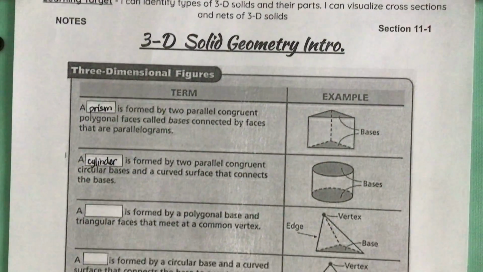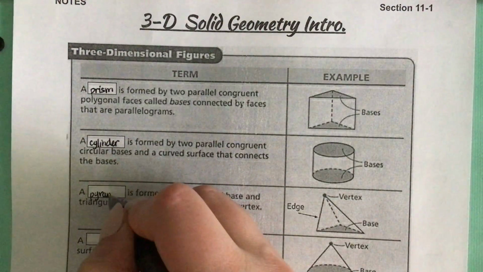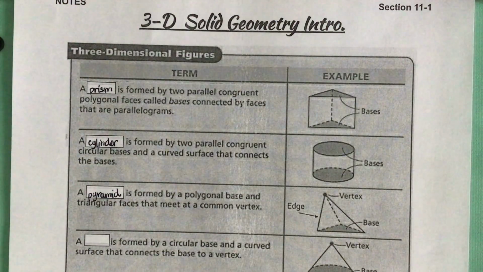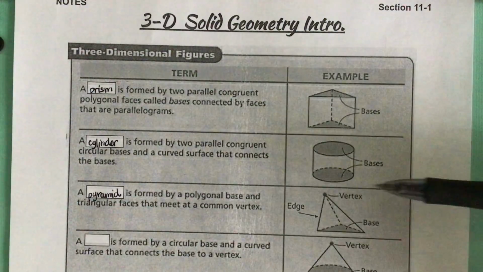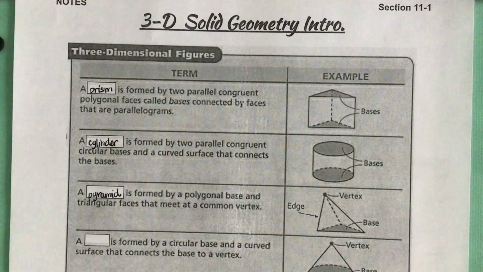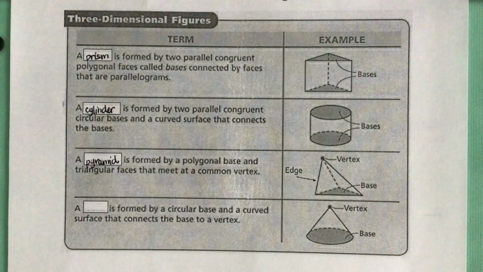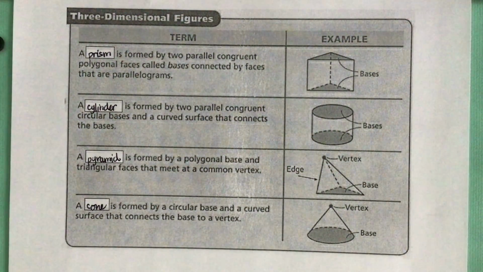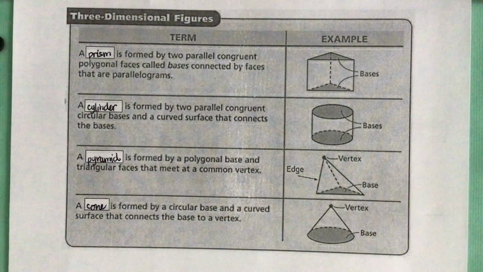We also have something called a pyramid. Now, a pyramid is only going to have one base, and then its faces are going to be triangles, and they meet at a common point or a common vertex. So this is an example of a pyramid, and then the singular point up here is that vertex. And then another basic type of 3D solid we have is a cone. A cone is formed by a circular base and a curved surface that connects the base to a vertex again. So here's the picture example of a cone.